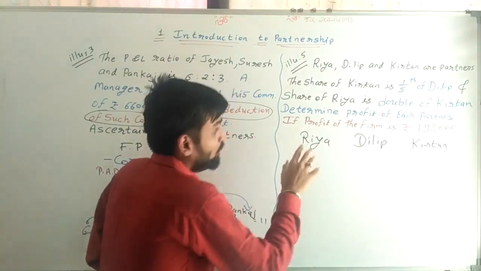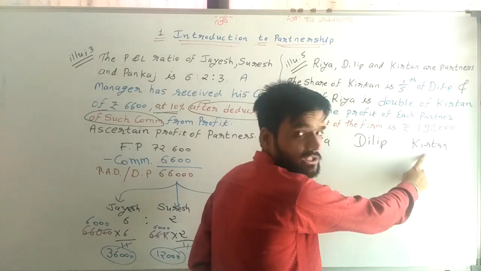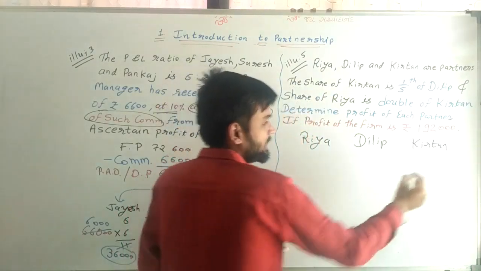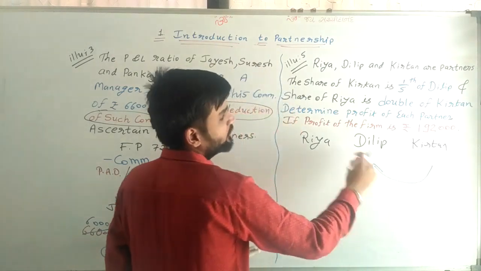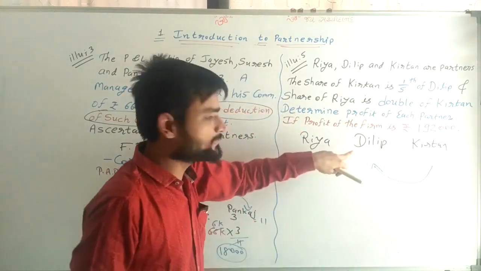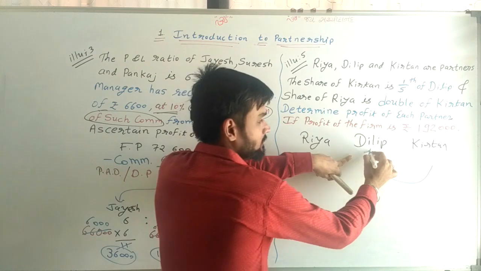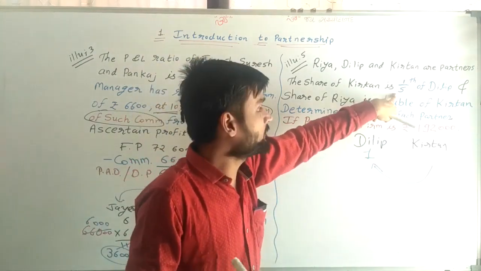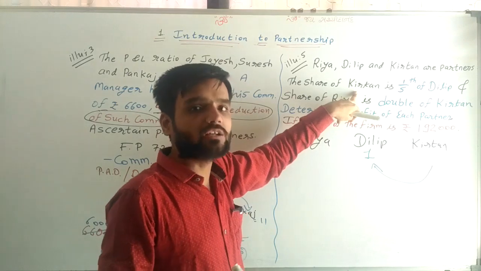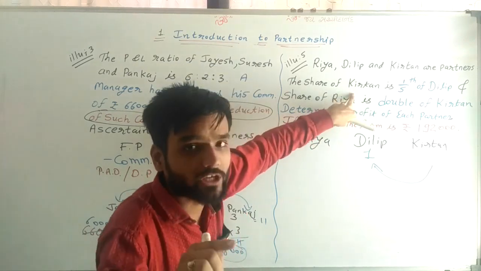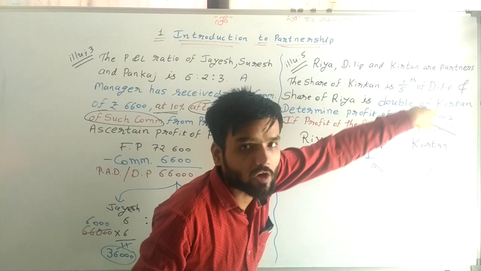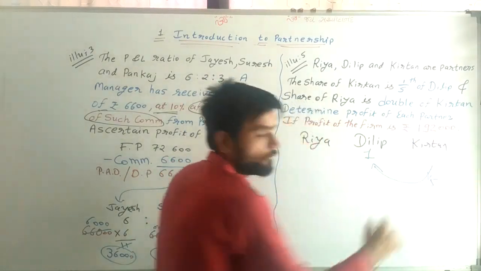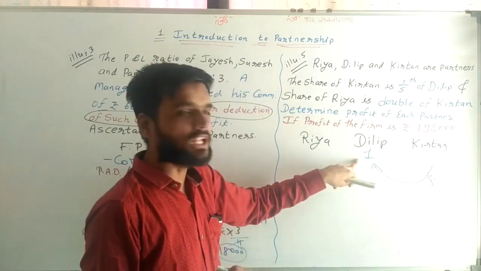So here information is given about Kirtan, but it is related to what? This profit is related to Dilip. If Dilip's portion is 1, then 1/5 is of Kirtan. So Kirtan's profit is 1/5 of Dilip. It means Kirtan's profit is 1/5 of Dilip.